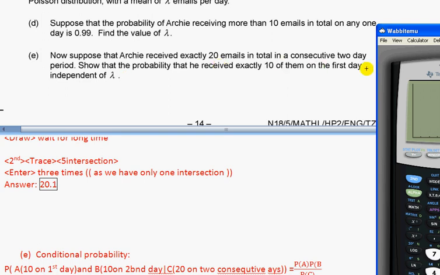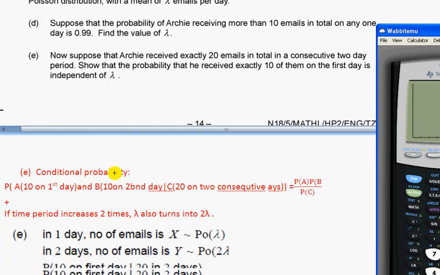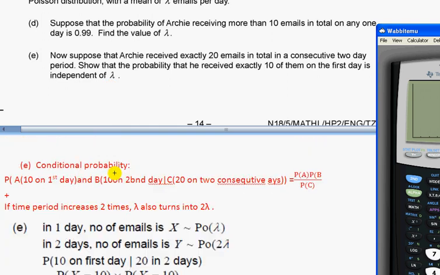So probability of 10 on the first day and 10 on the second day will be a product, and probability of 20 will have mean 2 times greater. As a result, you have this expression. I just copied it from the mark scheme, and then you simplify.